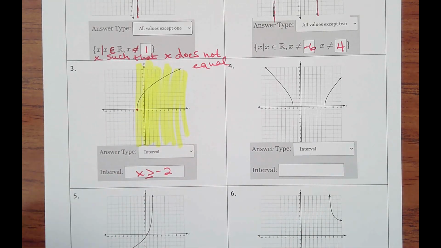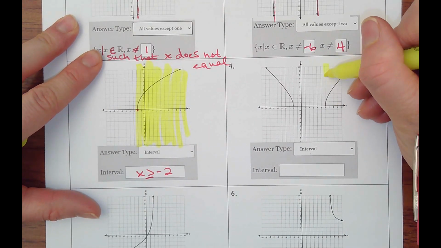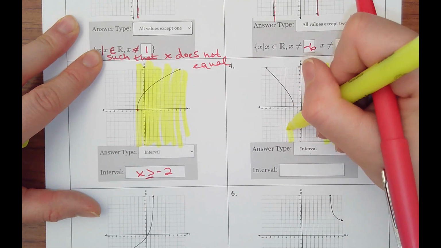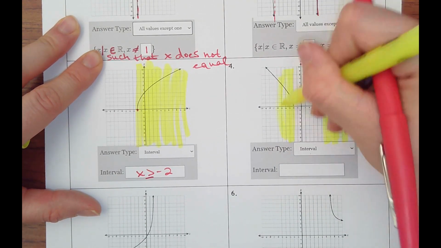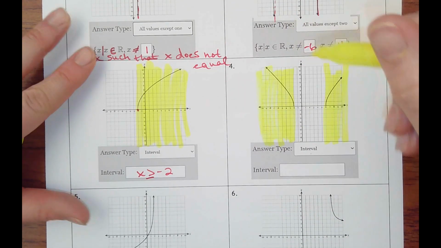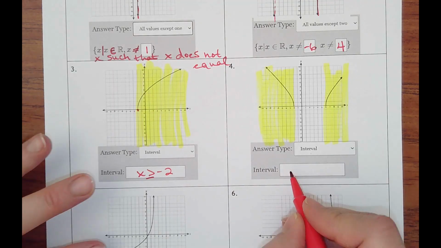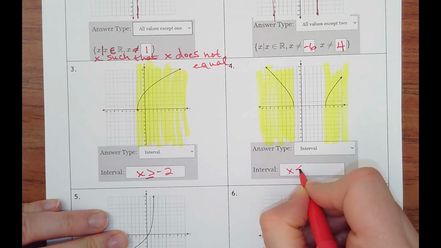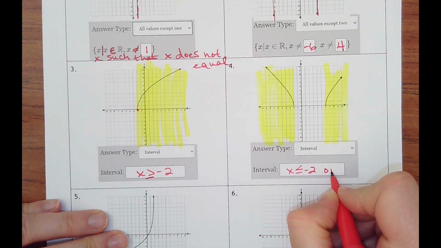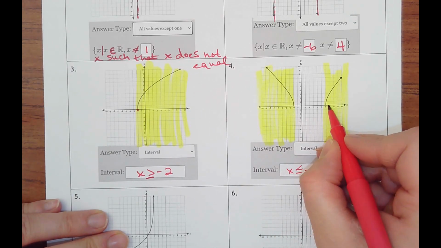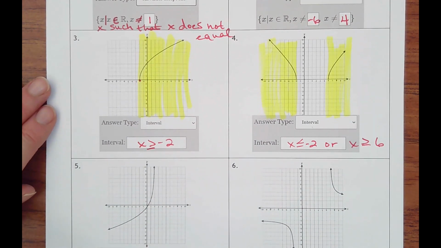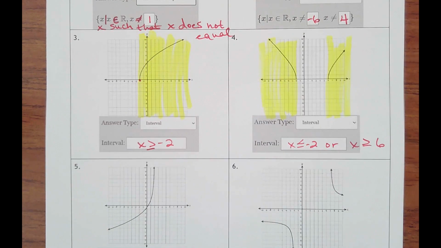Number 4 goes away from itself. And so there's a piece here when numbers get bigger than 6, and then here when numbers get smaller than -2. So you would do interval again. You would put in x's are less than or equal to -2, or x's are greater than or equal to 6. You have to put or between them, I think. There's a little button to push. Number 5.